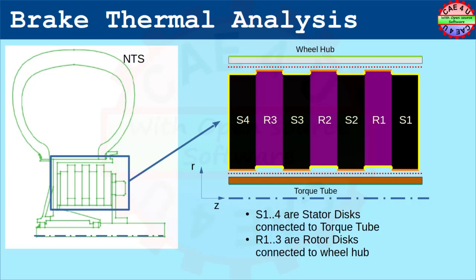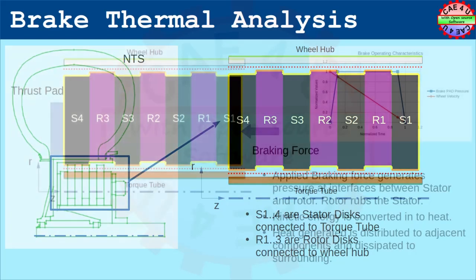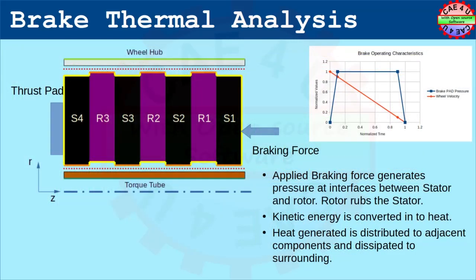The discs are arranged in such a way that they can move in the axial direction, however cannot be moved in the radial direction. This is required for the braking action. Let us look in detail at the braking action. A braking force is applied at one end of the brake disc and there is a thrust pad on the other end which resists the axial motion.